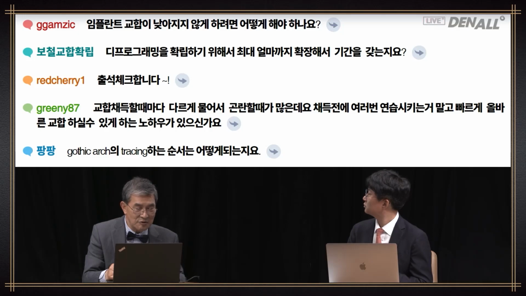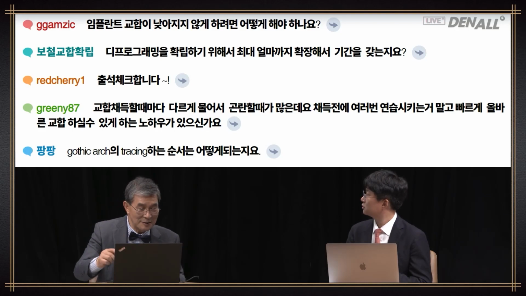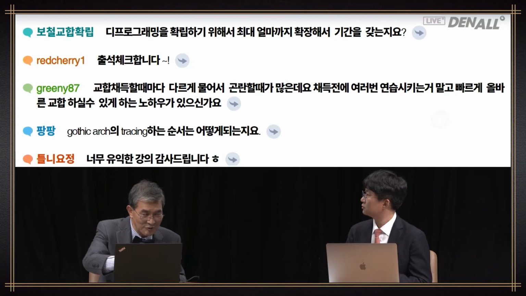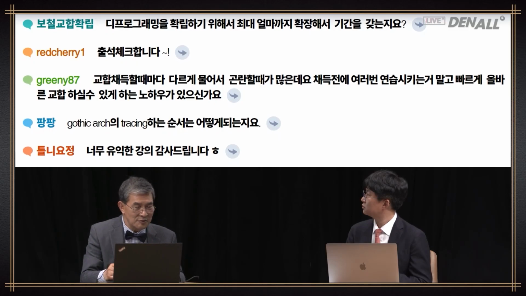Gamzik: to prevent low implant occlusion, what do we need to do? Maybe the question should be brought up next time when we talk about implants.